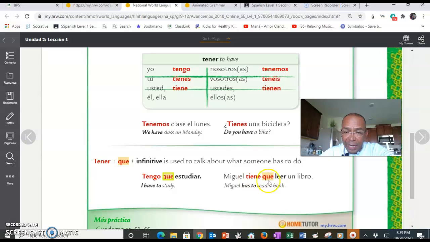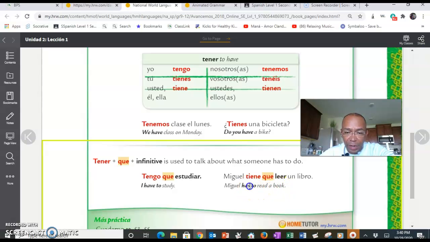Miguel tiene que leer un libro. Miguel is the subject, right? It's a he. So what would be the correct form of the verb tener for él? Tiene. Miguel tiene, and then to, tiene que, and something that he has to do. The second verb of this sentence is to read. Miguel tiene que leer un libro. Okay? He has to read a book.